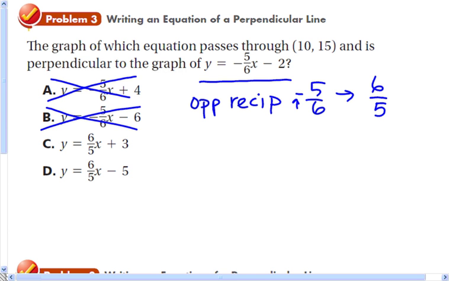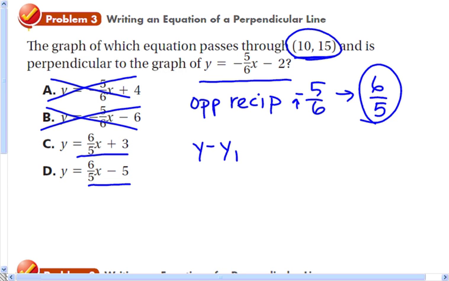So just given that information, we can eliminate any equation that doesn't have 6/5. A and B. Now we just need to know the right y-intercept. And given that you have a point and you have two equations, you could check which of those points works. But just in case you don't have answers, let's write the equation out. Since we have a point, we know the slope is 6/5. Let's use the point slope form.